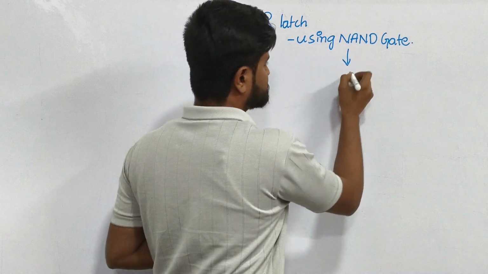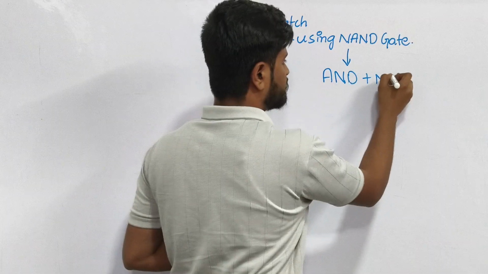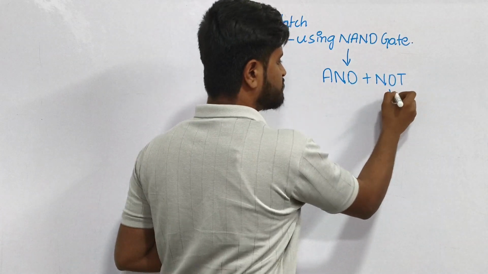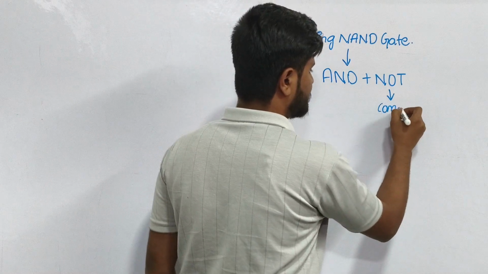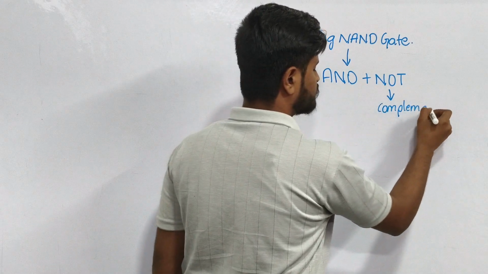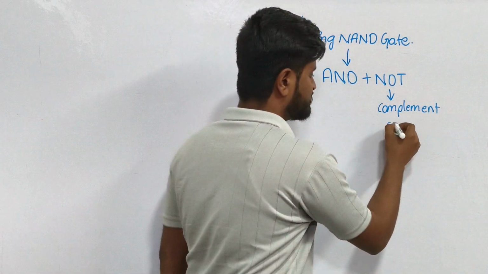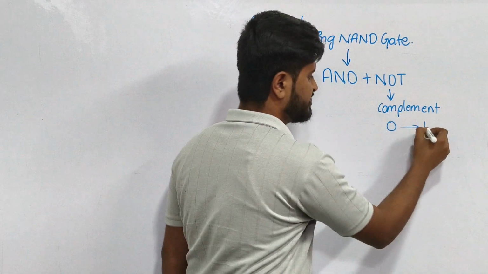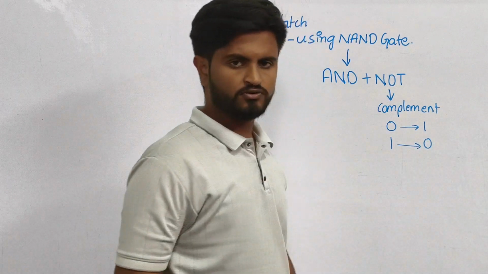So NAND gate means it is the combination of AND gate and NOT gate. So what will NOT gate do? NOT gate will complement the bits. So it will complement the given input bits. That is, if 0 is given as input, it will complement it to 1. If 1 is given as input, it will complement it to 0.